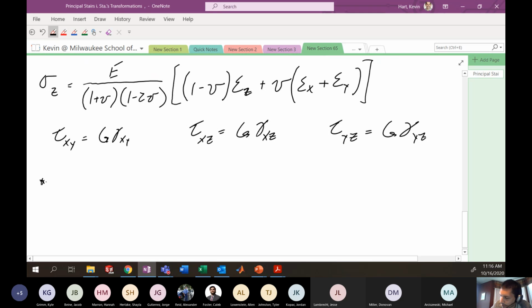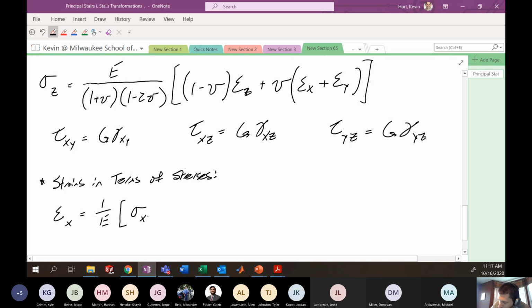Okay, we could also write the strains in terms of stresses. Okay, these ones are a little easier to wrap your mind around physically. All right. So here, the strain in X, 1 on the elastic modulus times sigma X minus nu sigma Y plus sigma Z. This one's pretty easy, at least for me, to sort of wrap my mind around.